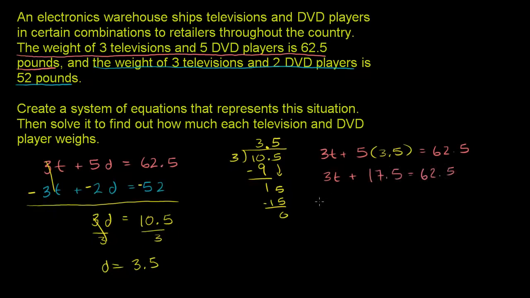Now we can subtract 17.5 from both sides of this equation. And what do we get? The left-hand side is just going to be 3t. This cancels out. That was the whole point of it. 3t is going to be equal to, let's see, the 0.5 minus 0.5 cancels out, so this is the same thing as 62 minus 17. 62 minus 7 would be 55, and so we're going to subtract another 10. So it's going to be 45. Now you can divide both sides of this equation by 3, and we get t is equal to 15. So we've solved our system. The weight of a DVD player is 3.5 pounds, and the weight of a television is 15 pounds. And we're done.